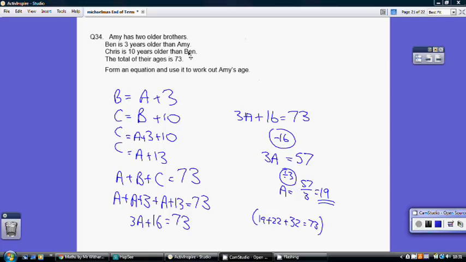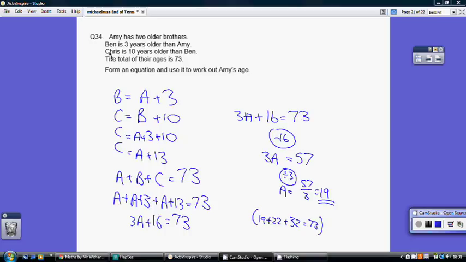Question 34. So here I'm going to let A equal Amy's age, B equals Ben's age, and C equal Chris's age. So what have I been told first of all? Ben is 3 years older than Amy. So Ben's age is Amy's age, add 3.